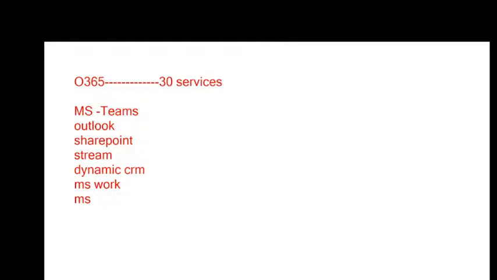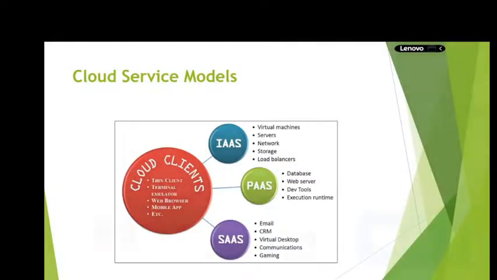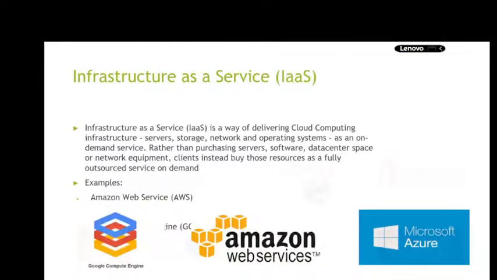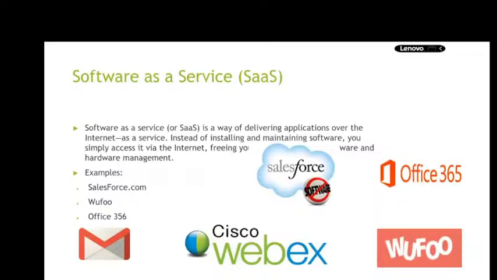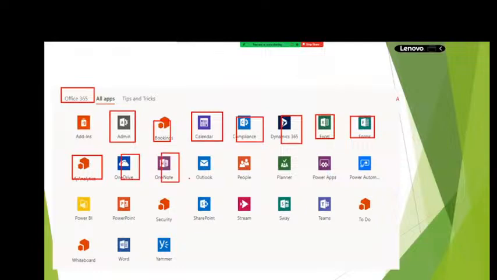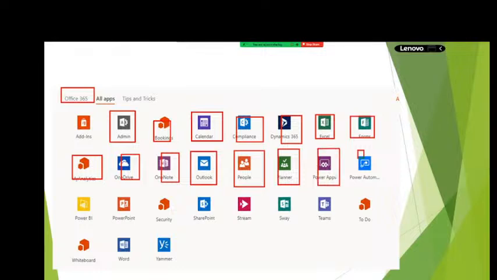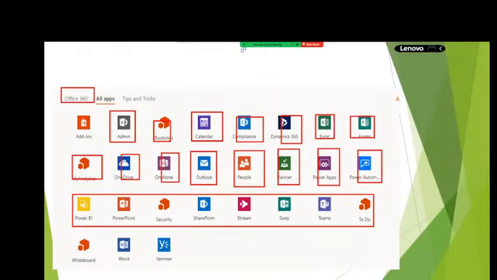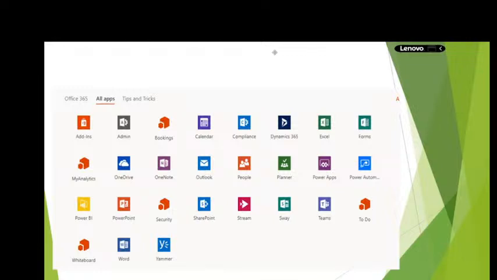See, guys, these are the components provided by Office 365: admin, bookings, calendar, complaints, dynamics, Excel, forms, analytics, OneDrive, OneNote, Outlook, people, planner, Power Apps, Power Automate, Power BI. All these things are managed by Microsoft. You need not worry about managing them. This is software as a service.